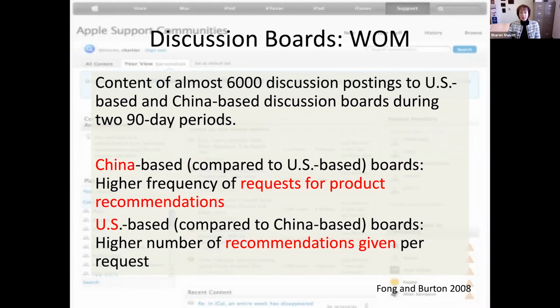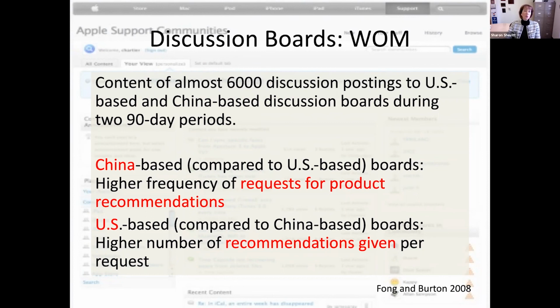So the China-based discussion boards compared to the US-based ones were characterized by a higher frequency of requests for product recommendations. That is, please tell me what you think I should buy, or tell me how you think I should use my camera lens. US-based discussion boards compared to the China boards were characterized by a higher number of recommendations given per request. That is, providing personal opinions. Here's what I think to other people.